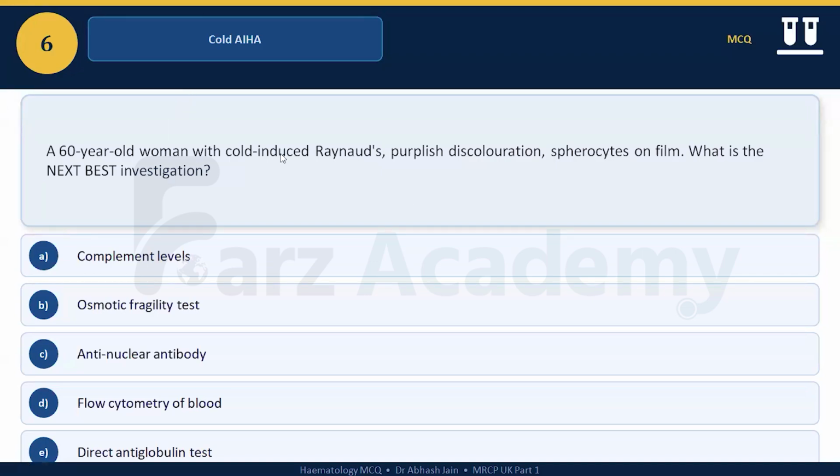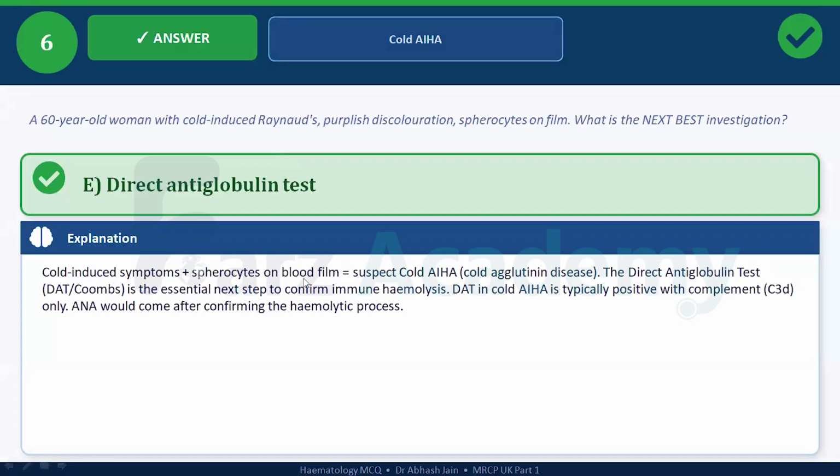She has cold autoimmune hemolytic anemia. We suspect it because cold-induced symptoms are there, and spherocytes are there. So the direct antiglobulin test, or Coombs, is the essential next step to confirm immune hemolysis. The direct antiglobulin test in cold autoimmune hemolytic anemia is typically positive with complement only, C3d only. ANA would come after confirming the hemolytic process. So the direct antiglobulin test is the most appropriate answer. We have to choose the most appropriate answer.